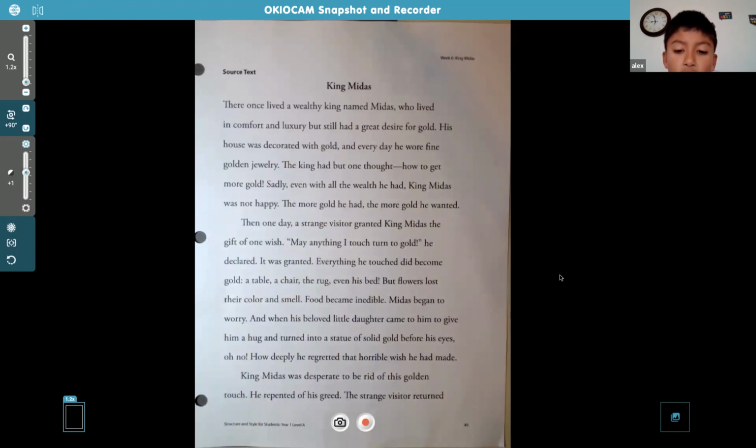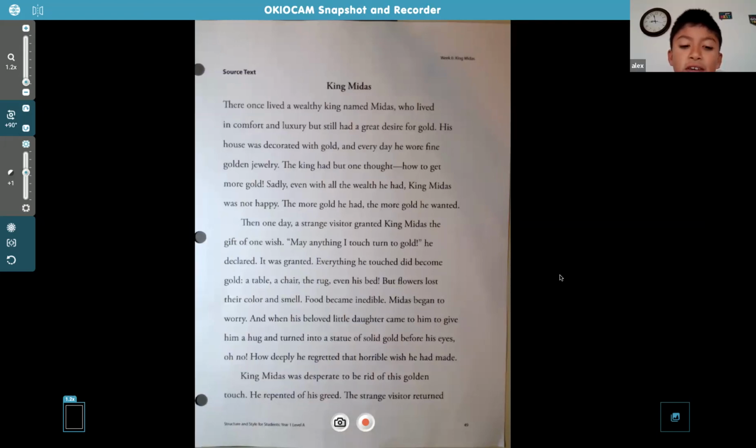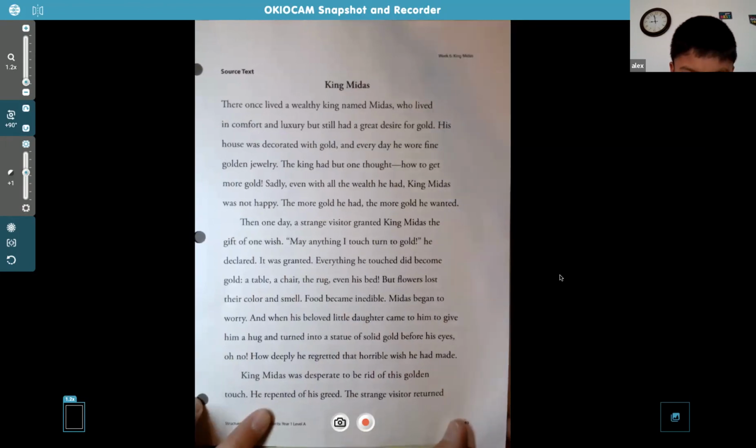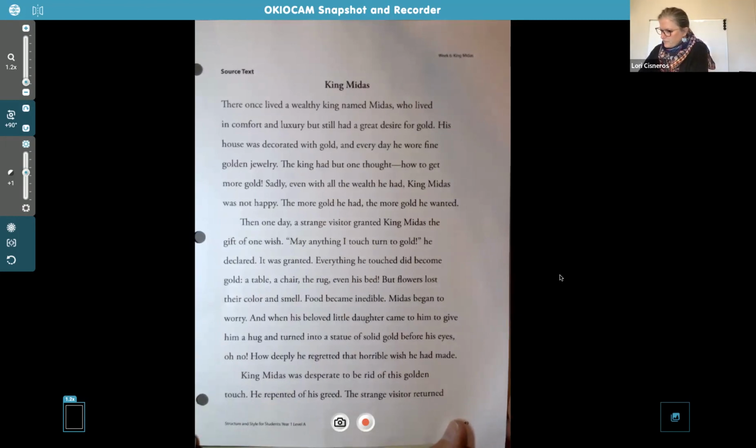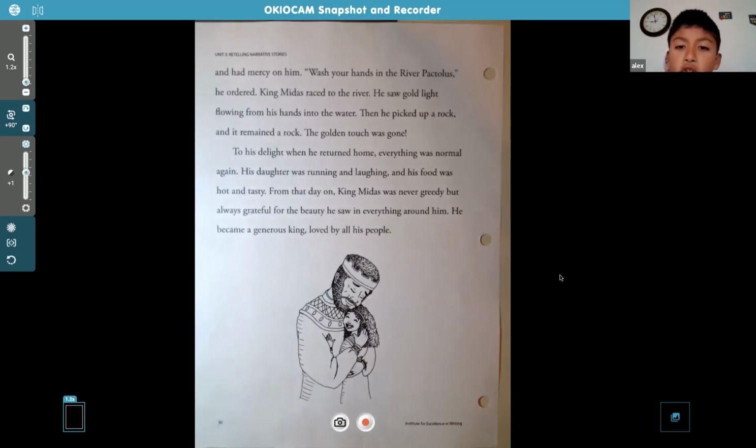And when his beloved little daughter came to give him a hug, she turned into a statue of solid gold before his eyes. Oh no! How deeply he regretted that horrible wish he had made. King Midas was desperate to be rid of his golden touch. He repented of his greed. The strange visitor returned and had mercy on him. "Wash your hands in the river Pactolus," he ordered. King Midas raced to the river.